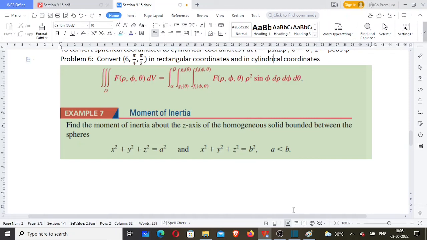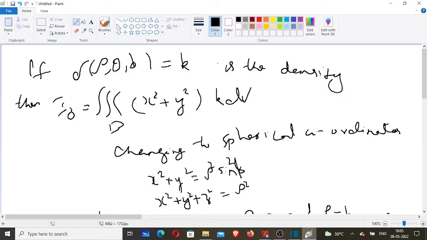Now we have a problem. Find the moment of inertia about the z-axis of the homogeneous solid bounded between the spheres x square plus y square plus z square equal to a square and x square plus y square plus z square equal to b square, when a is less than b. So we have density. Here the cylindrical coordinates have the term rho, so here we use delta for the density. Therefore delta of rho, theta, phi equal to k, the constant density.